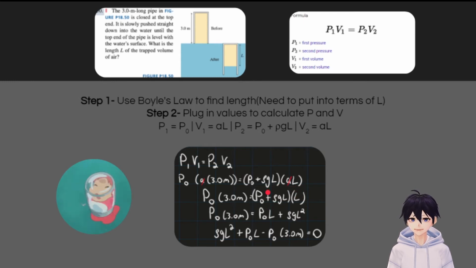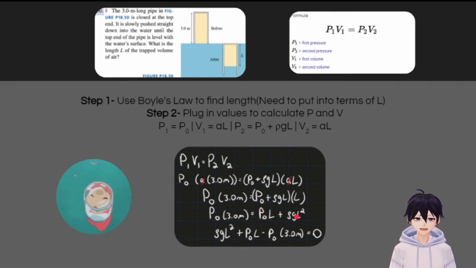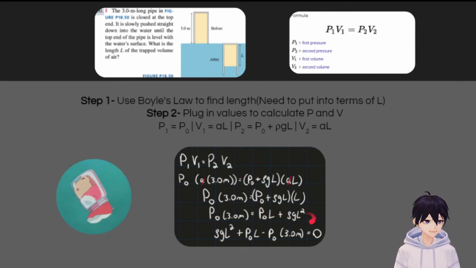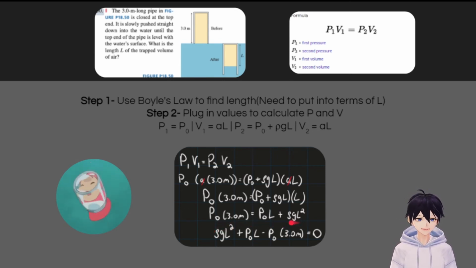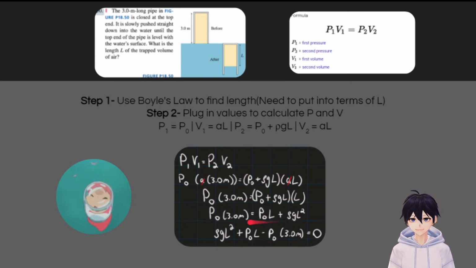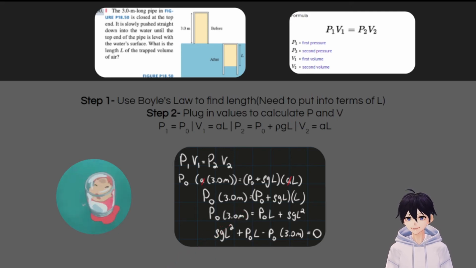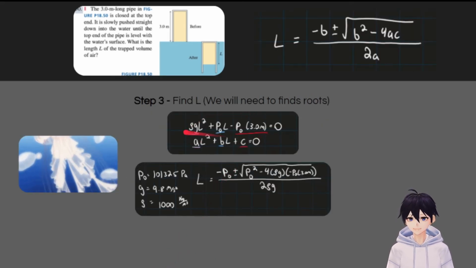You move the L into the parentheses and you'll end up with this, with atmospheric pressure times L plus density times gravity times L squared. And then we can make this into a quadratic equation by moving everything to one side. So I just moved everything to this side right here. So I subtracted this side and we end up with this equation right here.